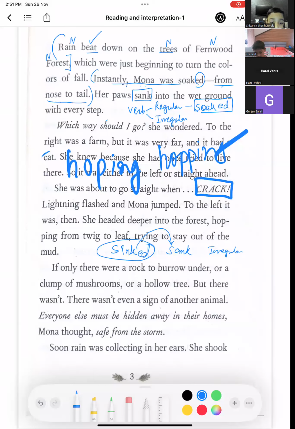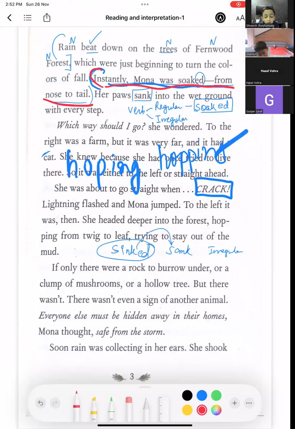Since she's escaping the rain, she needs a shelter. And that is why she's looking for a shelter, maybe under a rock or a clump of mushrooms or a hollow tree where she can just go stand and prevent herself from getting wet. But although it is mentioned that she is wet from head to toe, it is mentioned, right? See, look here. I am marking it in red. Mona was soaked from nose to tail, which means from head to toe.